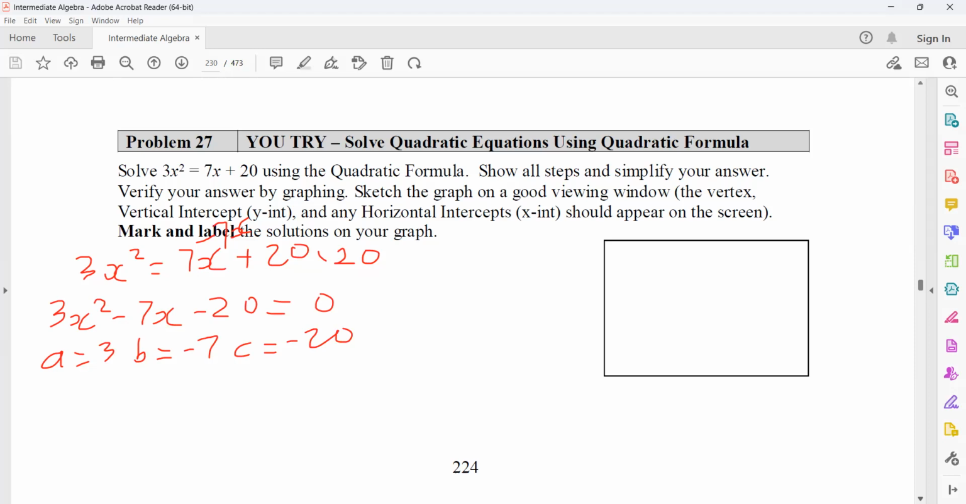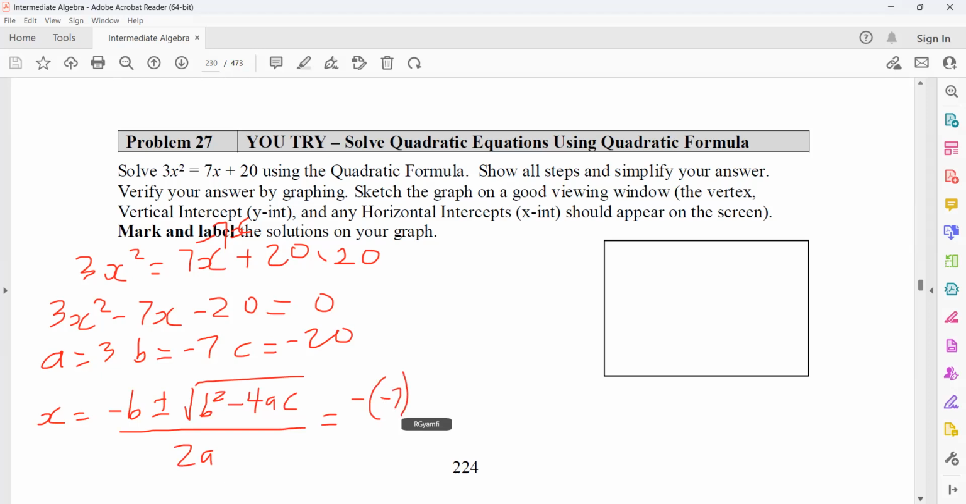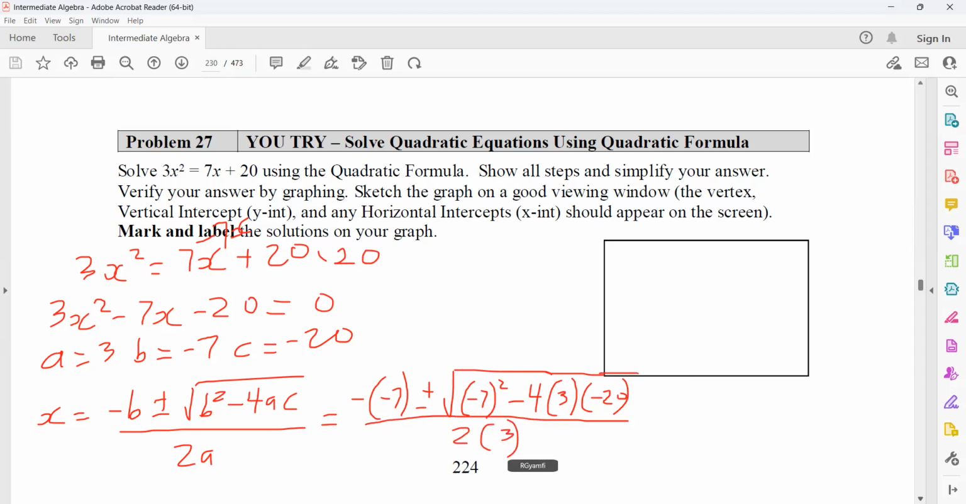Now my quadratic formula is x equals negative b plus or minus the square root of b squared minus 4ac, all over 2a. So my b is negative 7, so I have negative negative 7 plus or minus the square root of negative 7 squared minus 4 times a, which is 3, and then c is negative 20, all over 2a, which is 2 times 3, or 6. All right.